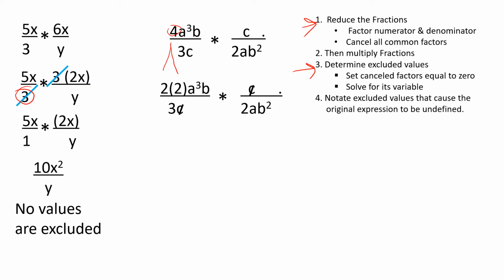So I can cancel the two C's. There's a C on the bottom and the C on the top. There's also a 2, right? A 2 on the top and the 2 on the bottom.